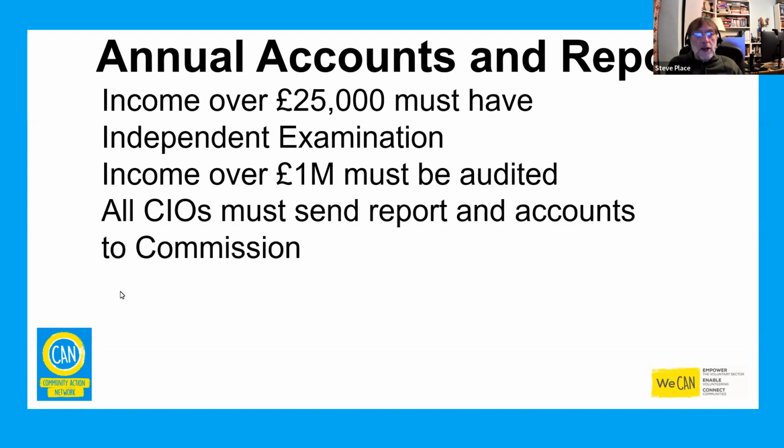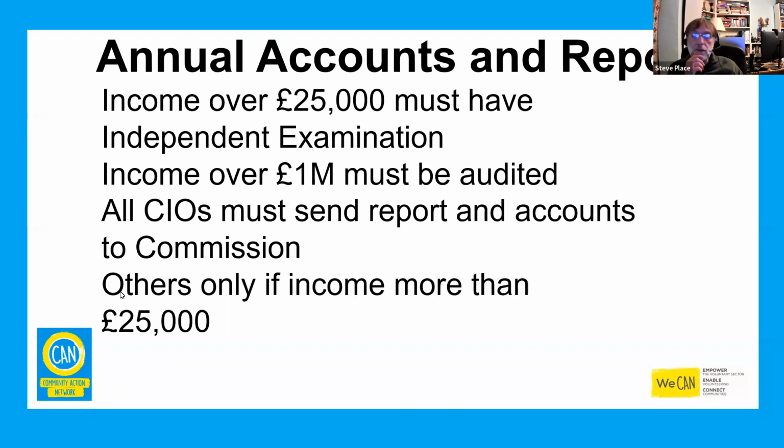And then once you do your annual accounts, although it's available to the public, all CIOs have to send those to the Charity Commission. Whereas for other charities, charitable companies or charitable trusts, only if the income is more than 25,000. So as part of your annual return, you get asked to upload a copy, and then it goes onto the Charity Commission website for anybody to see anyway.